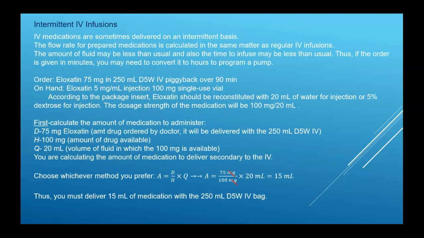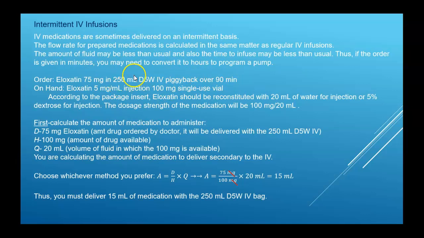Okay, intermittent IVs. A lot of times medications are piggybacked for short periods of time. So we have to calculate flow rates for these as well. So these actually require two calculations. Firstly, you have to calculate the amount to be administered. Then you have to calculate the flow rate. So our order is for aloxetin, 75 milligrams in 250 milliliters of dextrose via IV piggyback over 90 minutes.